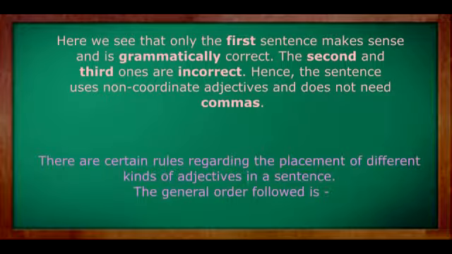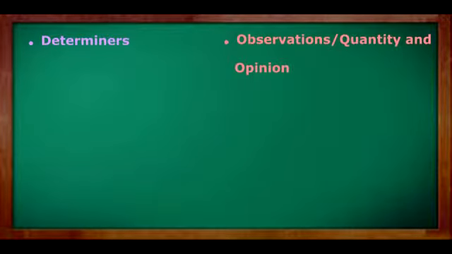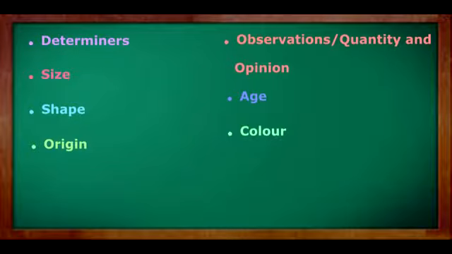There are certain rules regarding the placement of different kinds of adjectives in a sentence. The general order followed is determiners, observations, quantity and opinion, size, age, shape, color, origin, material and qualifier.